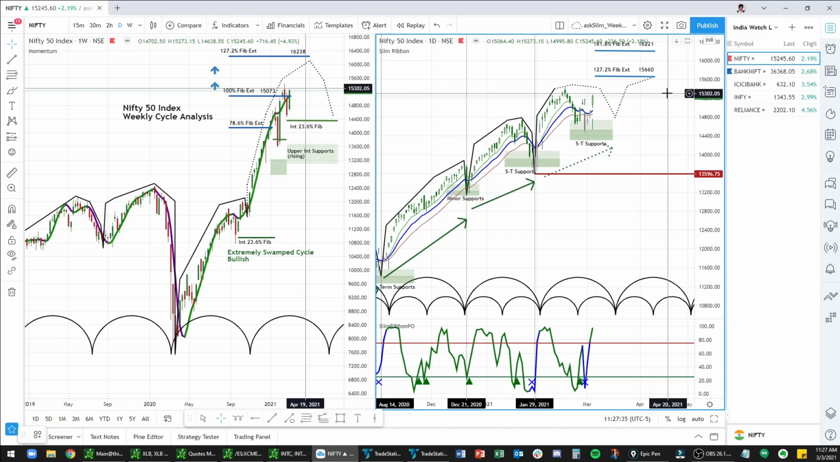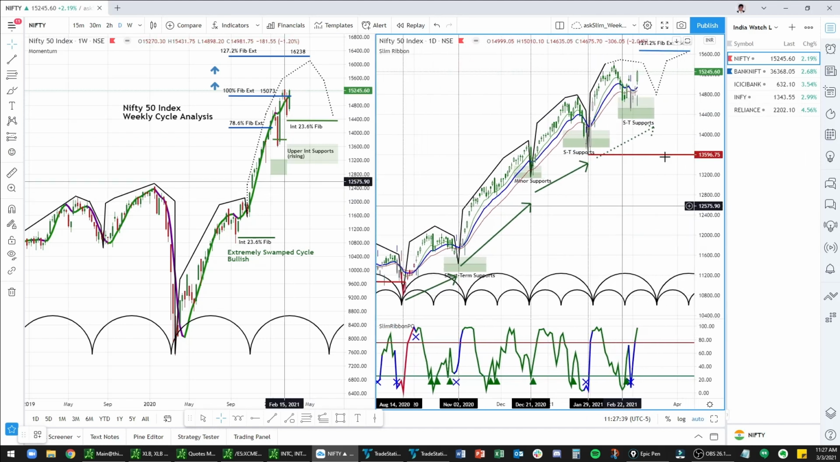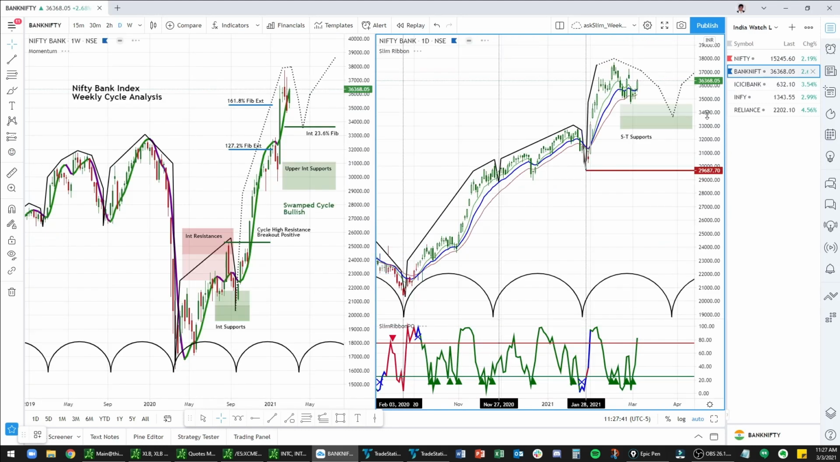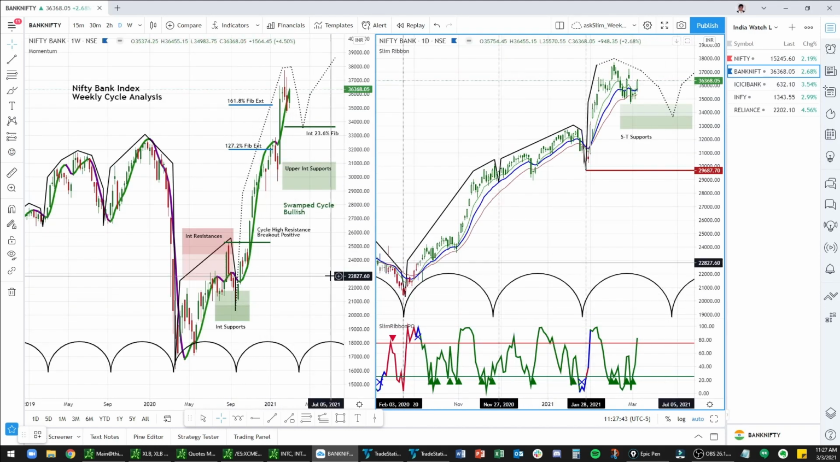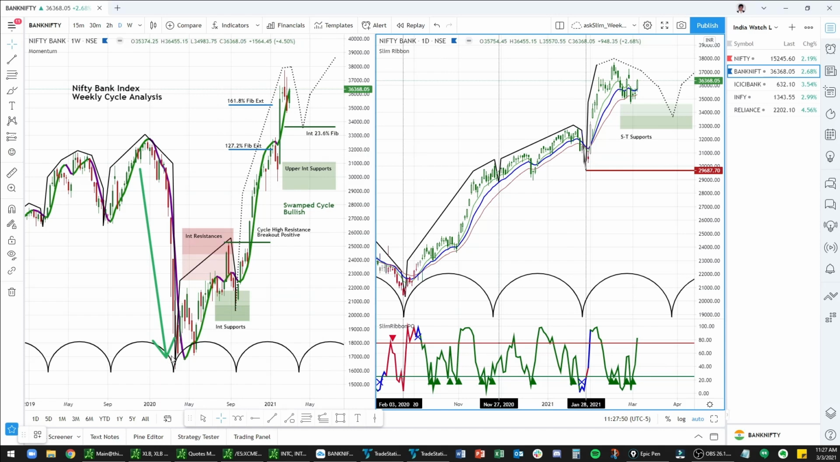So I hope that was helpful to walk through the overall picture here for the Nifty 50. Let's go ahead and look at the Nifty Bank Index next. So this is the Nifty Bank Index, and what's formed here is that you can see this very large sell-off that we had here, right? And then we form this really nice basing cycle.